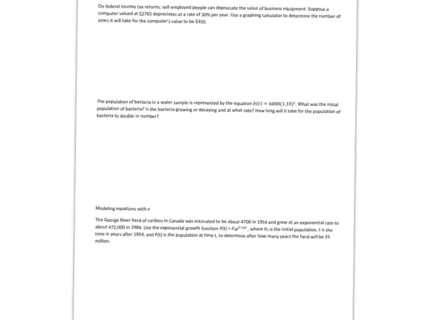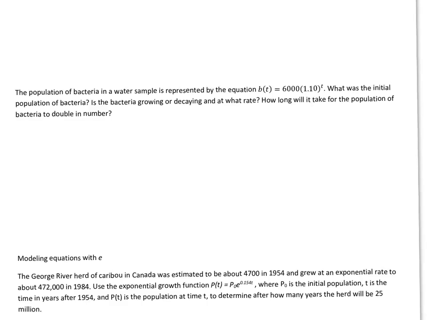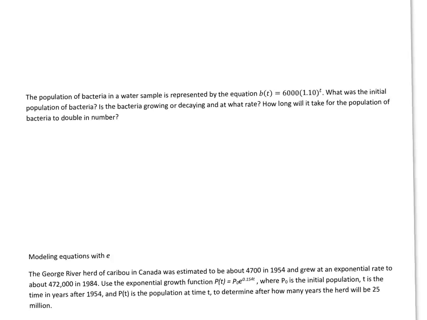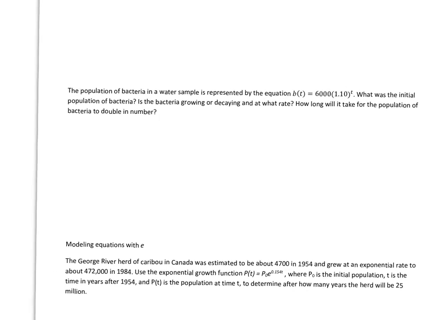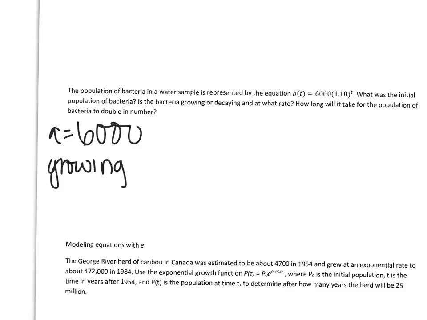The population of bacteria in a water sample is represented by the equation B of t equals 6,000 times 1.10 to the t. What was the initial population? 6,000. So A was 6,000. So you're just kind of working backwards here. Is it growing or decaying? Growing. How do you know? Because it's greater than 1. Yes, because it's greater than 1.